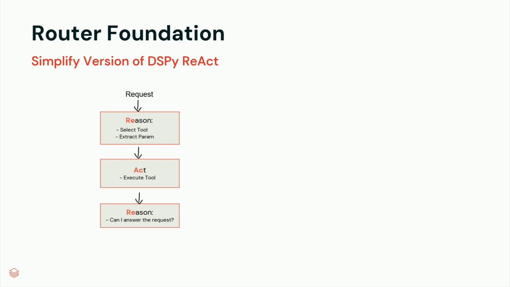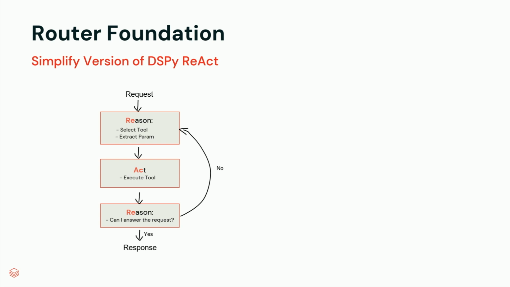and then finally reasons again to say, okay, do I have enough information now to answer the request? If the answer is yes, then it renders the response. But if the answer is no, then it loops again, and it starts selecting another tool, extracting parameters, running it, and keeps doing this until it has enough information to answer the request. So this is very, very similar to what we need, but it's actually a bit more complex than what we need. We can simplify it, because if you see in the router, we don't have a sequence of steps.